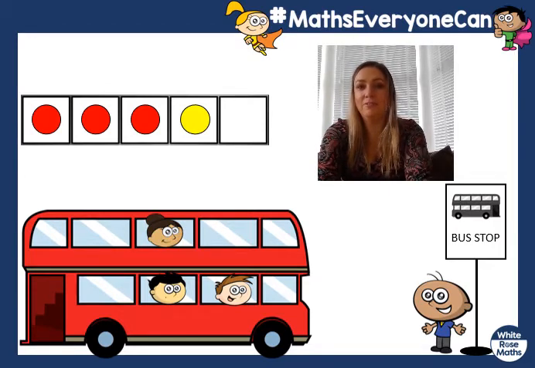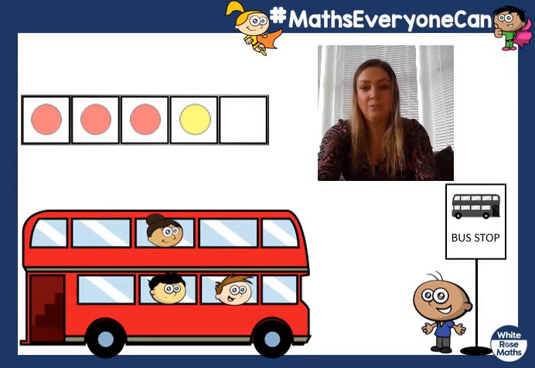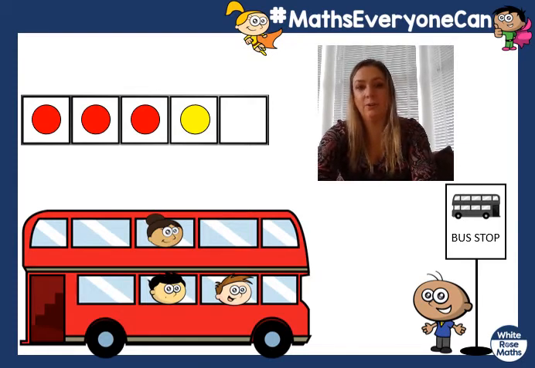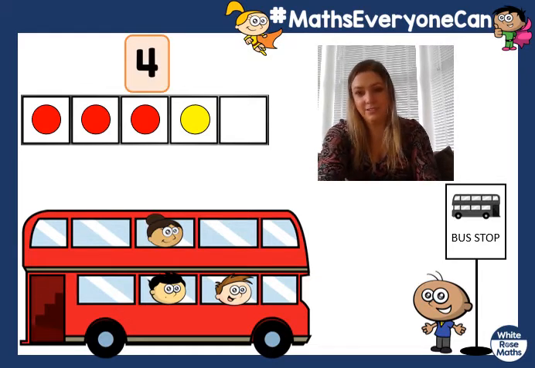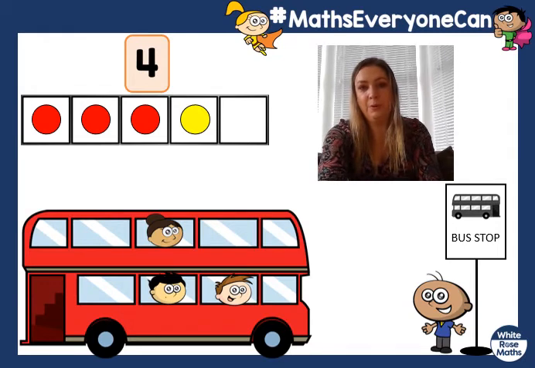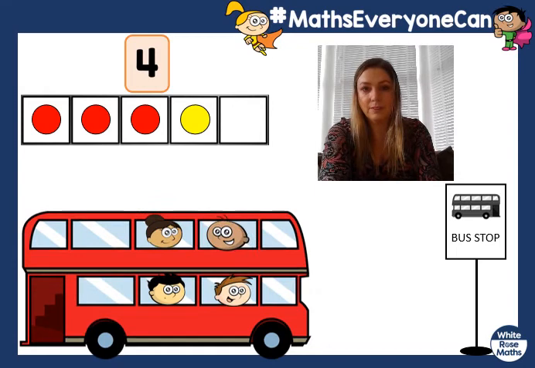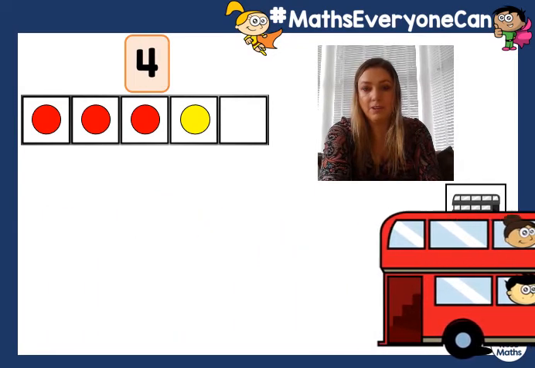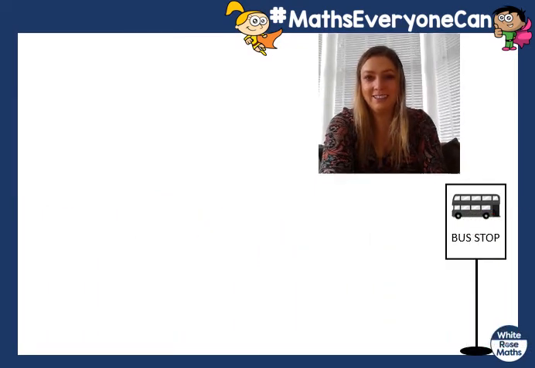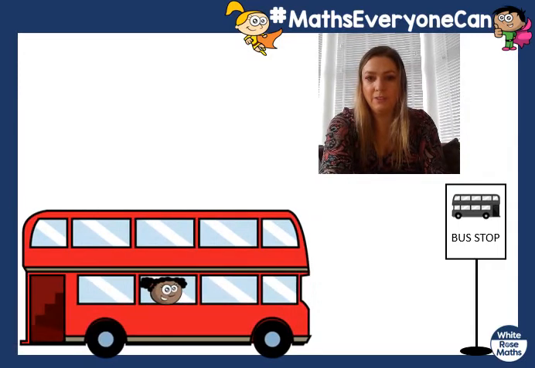And how many do we have all together? That's right, we have 4. And you can see it's 4 because there are 4 counters and then 1 space at the end. 4. There's our numeral 4. It's how we learn to recognise 4 in our 5 frame. The bus is going now. We've got a new bus.